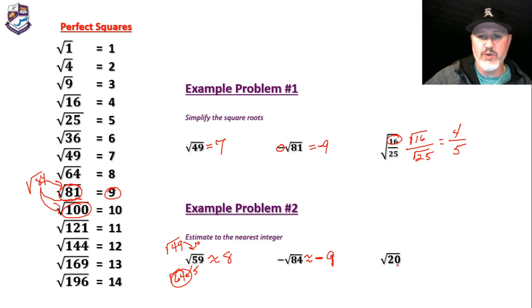And the last question, the square root of 20. Hopefully you're getting better now and you're understanding. Square root of 20, what times itself is 20? Well, I know 4 times 4 is 16, right? Whoops. 4 times 4 is 16, so that would be 4.